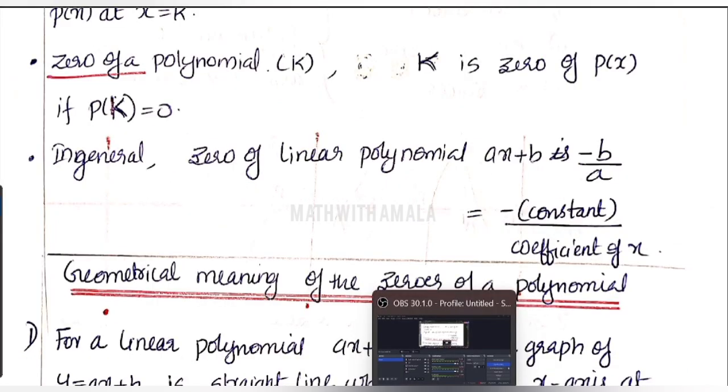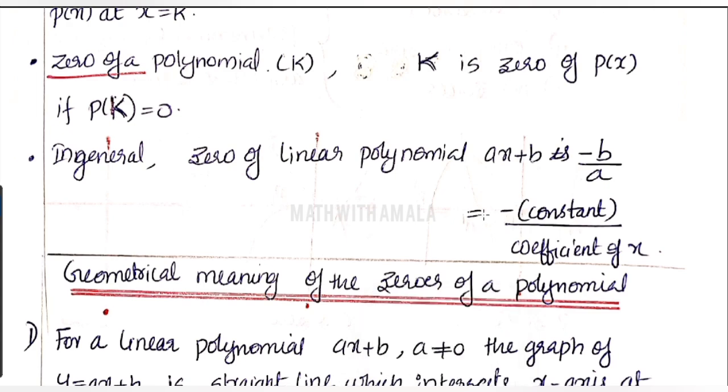What do you mean by the 0 of a polynomial? Let us take a k. It can be any real number, and k is a 0 of p of x if p of k is equal to 0. That means if we take that expression into an equation, then you will get that p of k is equal to 0. At that point, you can take that k as the 0 of the polynomial. So the value equal to 0 and the zero are different from each other.